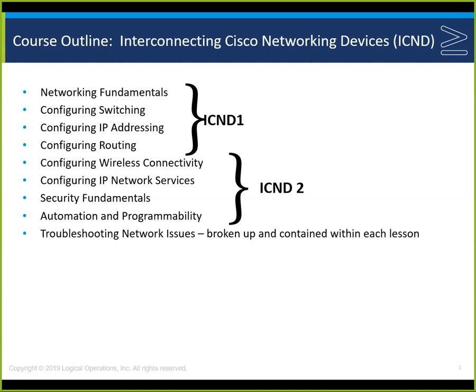So the network fundamentals, which we'll do today, and hopefully I won't bore you too much. Then we'll do switching and IP addressing, and then routing, and that will take care of this week's. Next week's is wireless and IP network services, things like DHCP, DNS, time, the things that support the network. Then security fundamentals, where we'll get into access control lists and layer 2 security. The last day, next Friday, is automation and programmability, which is mostly going to be just a lecture. These others are going to have some labs.